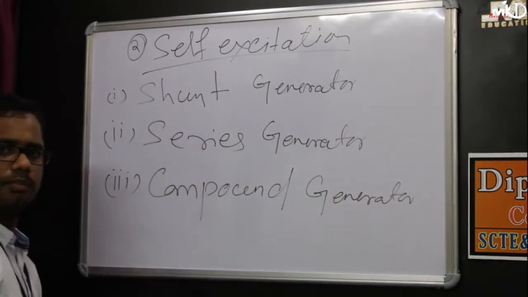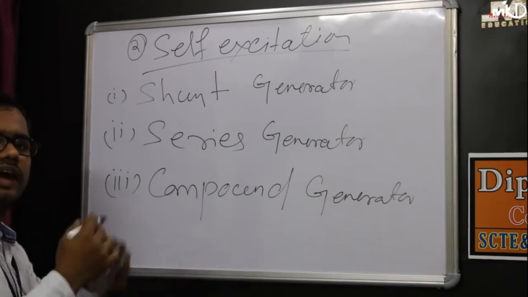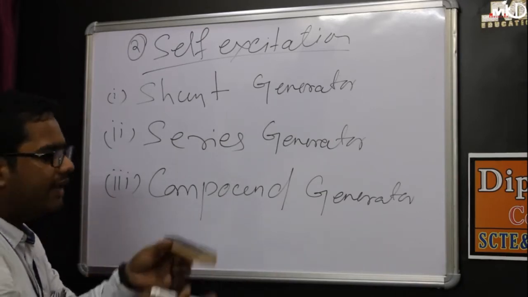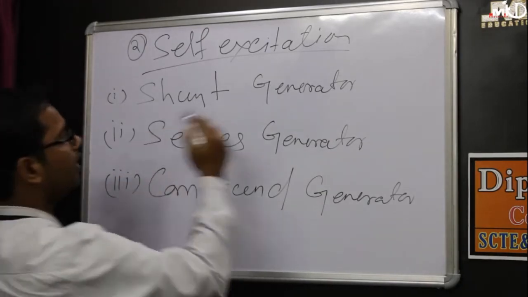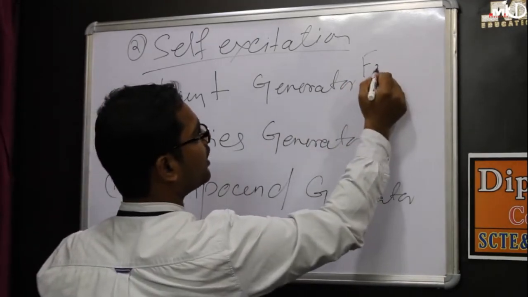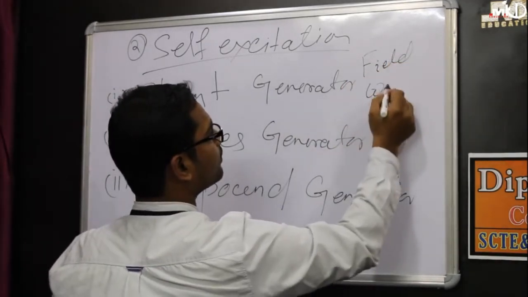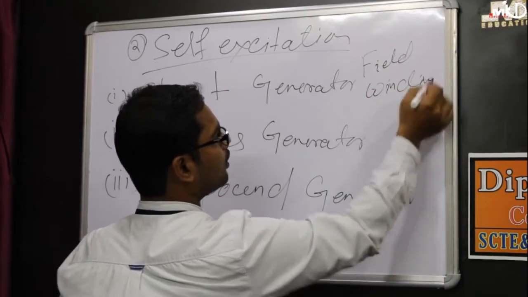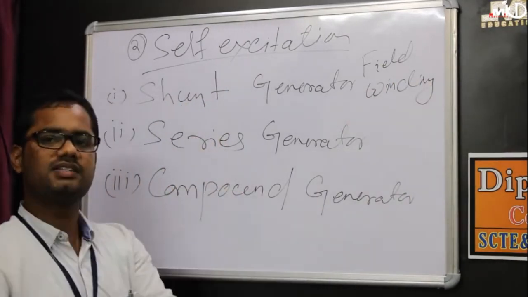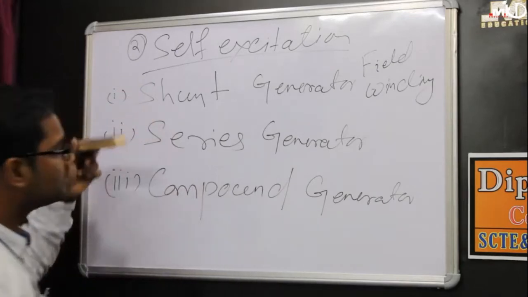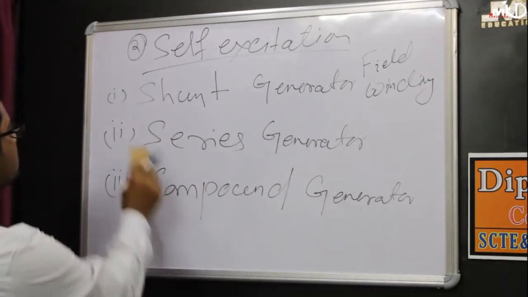This shunt, series and compound depends upon the field winding, means how the winding will be placed. Basically it depends on field winding. How the field winding is placed, accordingly it is divided into shunt, series and compound. So let's start with shunt.